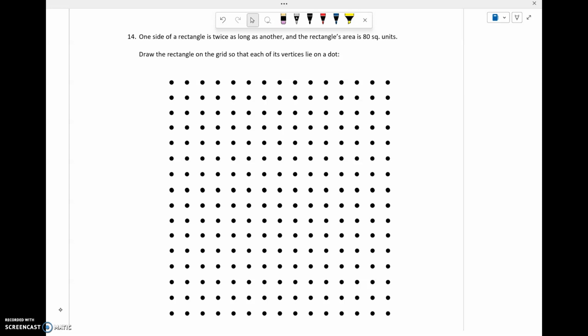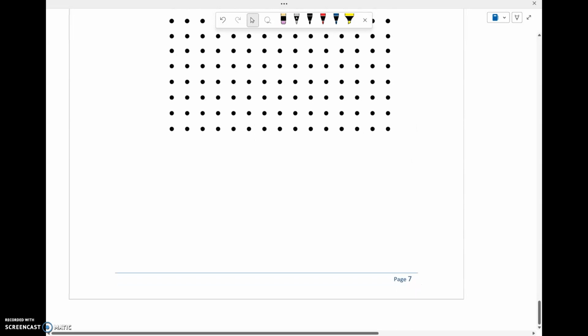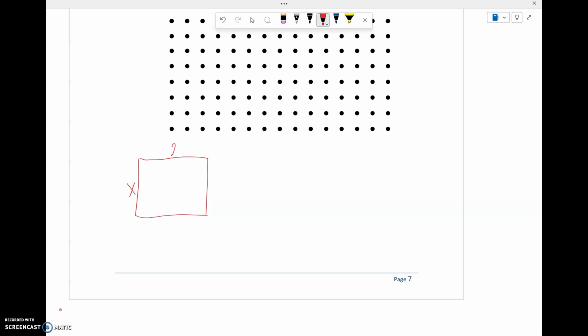Before I jump into this, I'm going to sketch a rectangle down here. Doesn't matter how accurate it is, but I know that one side is going to be twice as long as the other, and I know that the area of the whole thing is going to be 80 square units. To find the area of a rectangle, it's the length times the width. So I can do x times 2x, and that's going to be equal to 80. I want to find out what the lengths of those sides are.